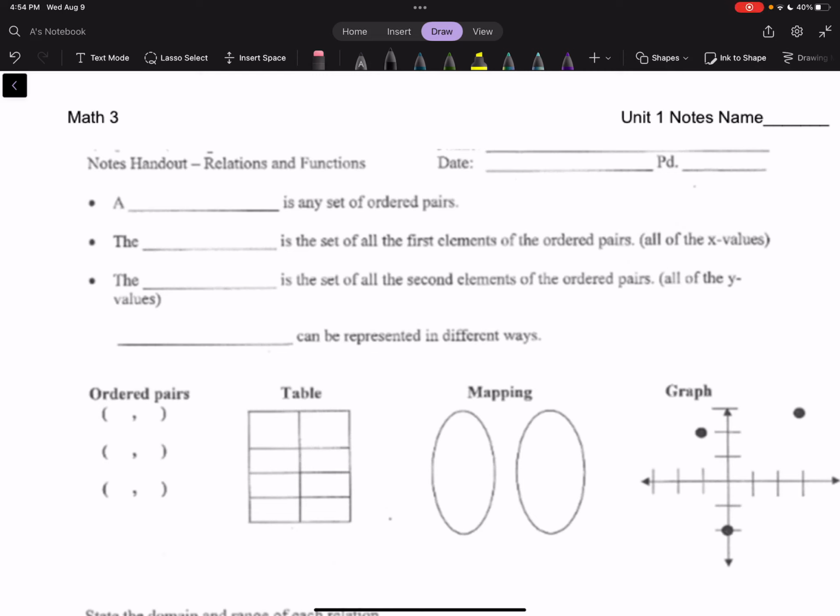Today we are going to be talking about relations and functions in Math 3. We need to start with a few definitions. So the first one is a relation is a set of ordered pairs.